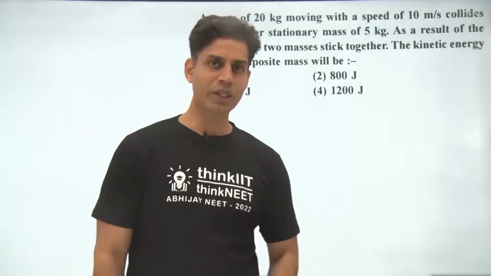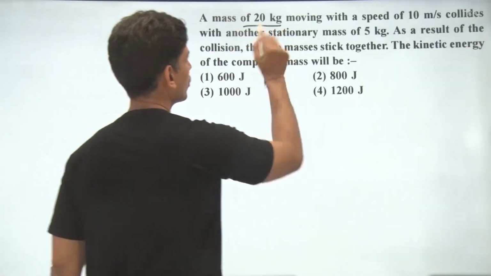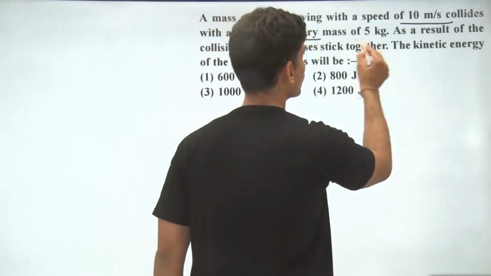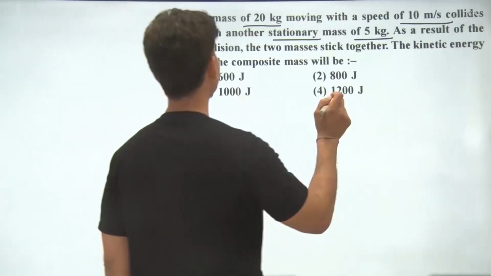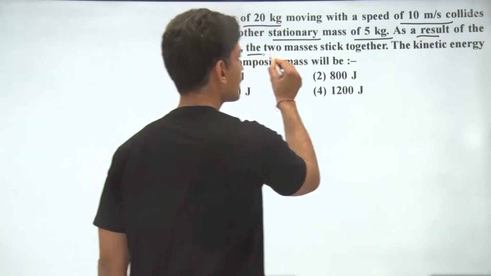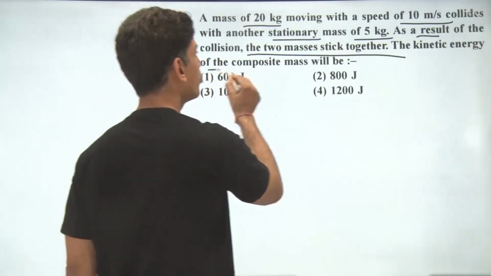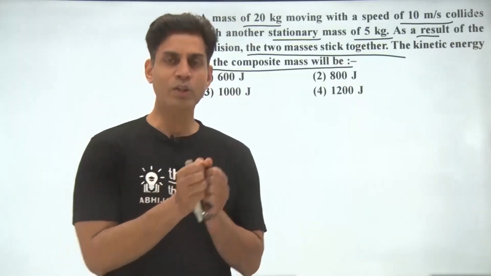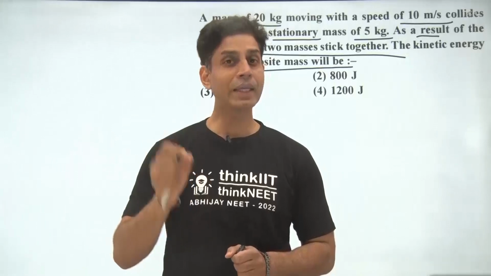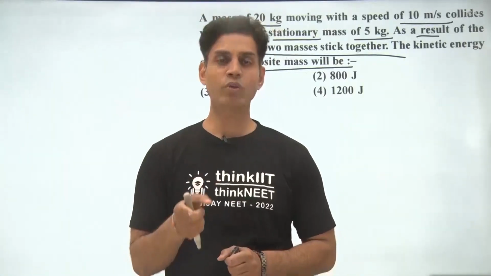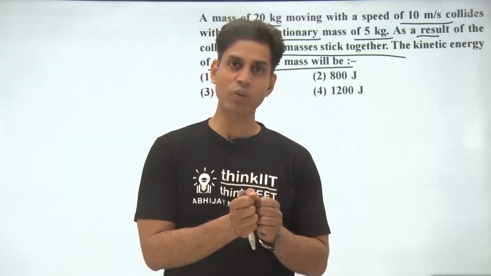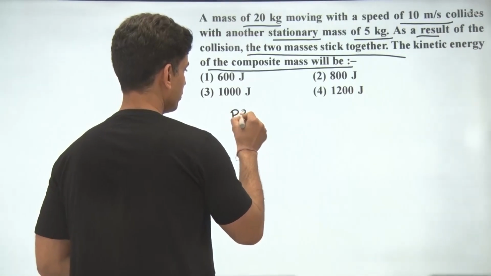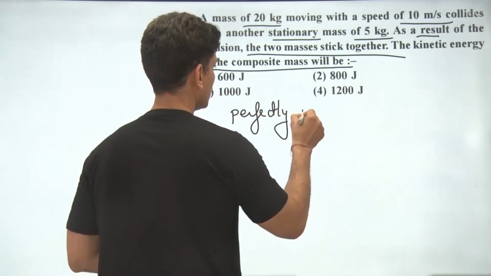Thank you. The next one is a mass of 20 kilogram moving with a speed of 10 meter per second collide with another stationary mass of 5 kilogram. As a result of collision, the two masses stick together. The kinetic energy of the composite mass will be, okay, after the collision, both the bodies stick together, that is the collision is perfectly inelastic, because in inelastic collision, both the bodies stick together after collision and move together with the same velocity. That is perfectly inelastic collision.